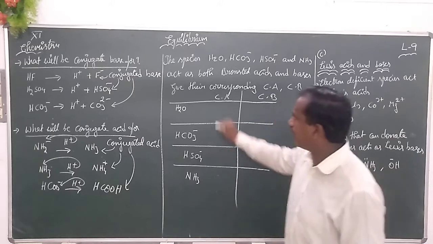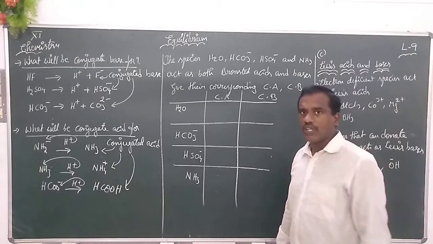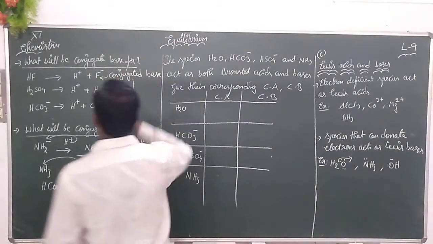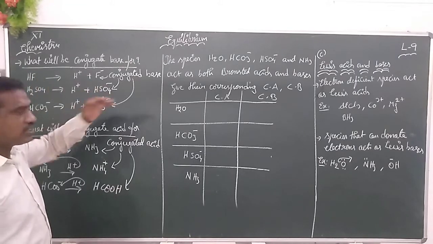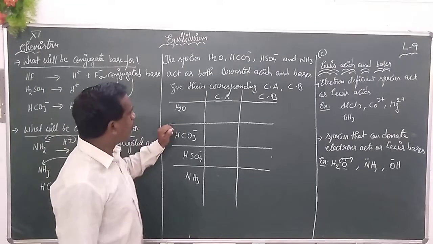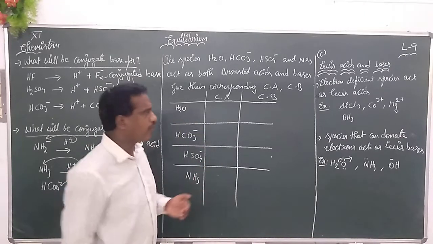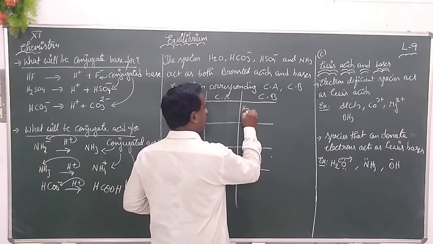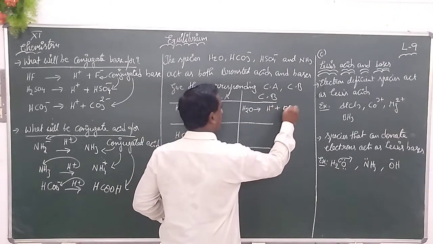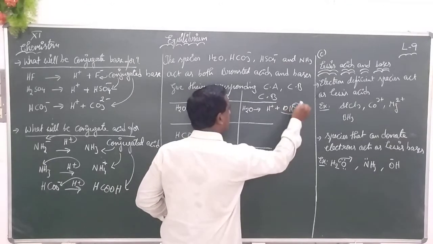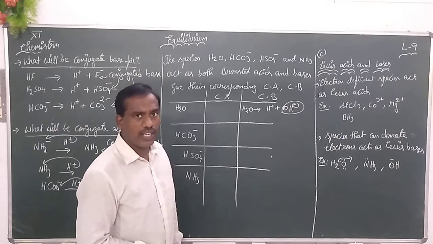As a shortcut I have written CA means conjugate acid, CB means conjugate base. First we came to know what a conjugate base is. HF we had already taken, F minus is the conjugate base. But here H2O is given. After dissociating, H2O will form H plus and OH minus. Shall I say this is the conjugate base of water? The negatively charged ion is called the conjugate base.